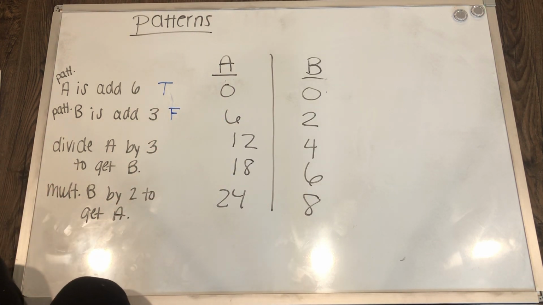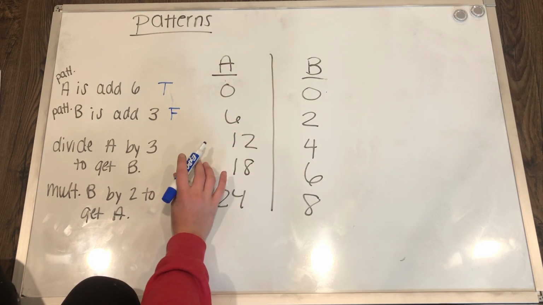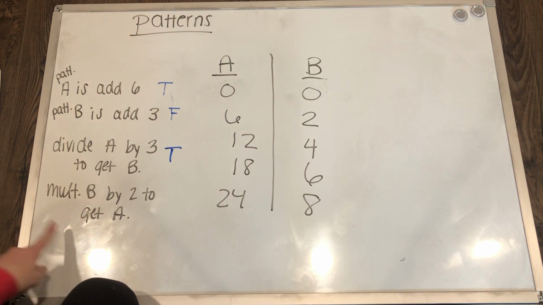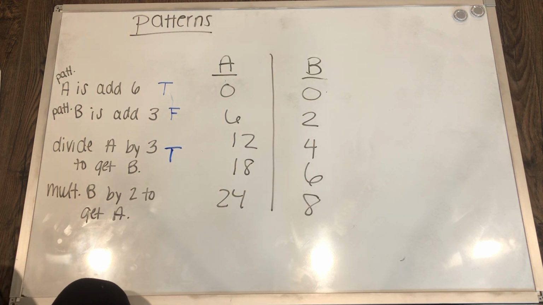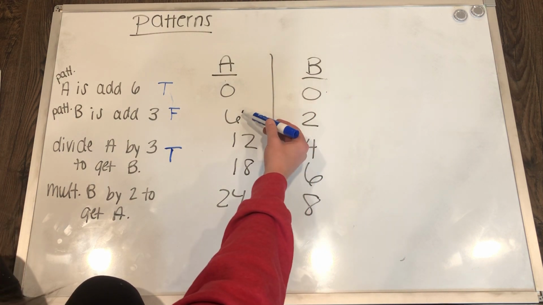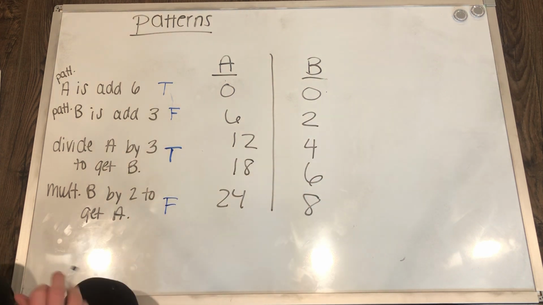What about this one? Divide A by 3 to get B. We're going to skip 0. 6 divided by 3 gives us 2. 12 divided by 3 gives us 4, so this is true. Last one, multiply B by 2 to get A. 2 times 2 is not 6. 4 times 2 is not 12, so the last one's false.